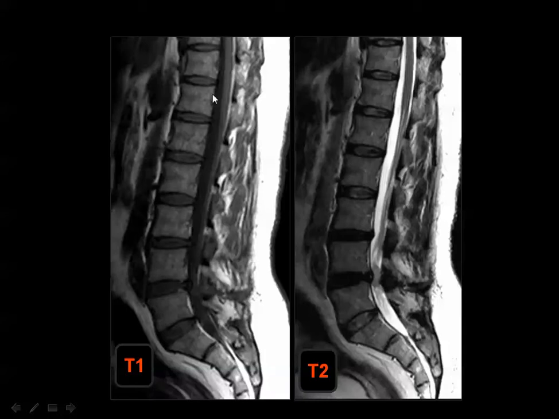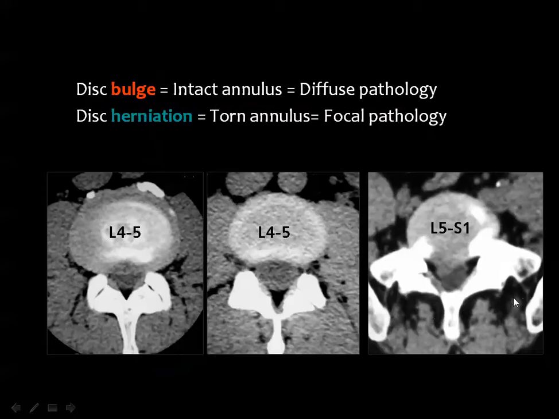Then if you look at the sagittal T1 weighted image and T2 weighted image, you can appreciate that the L34 disc is degenerated and extending inside the spinal canal. L45 is degenerated and extending also inside the spinal canal. L5S1 is good, and L23 is also good.